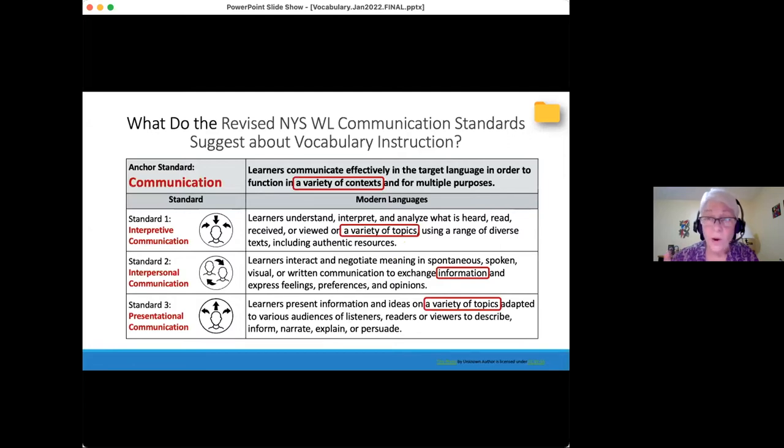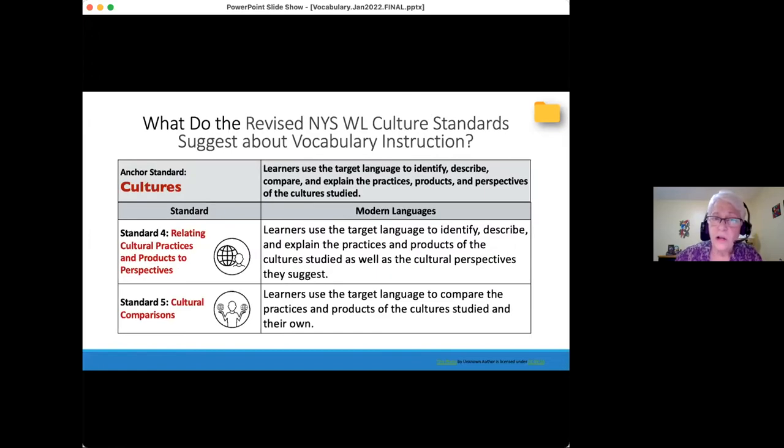What are those topics? Oh yes, we have New York State world language themes and topics. And in interpersonal communication, the information that we want our students to be exchanging. And again, in presentational communication, we again see the variety of topics. And when we look at our culture standards, it's the vocabulary that's going to be associated with the cultures studied. So again, thinking back to our high leverage teaching practices, thinking to our themes and topics, those are the ideas that we want to hold on to when we think about the context of vocabulary, the vocabulary that we select for our instruction.